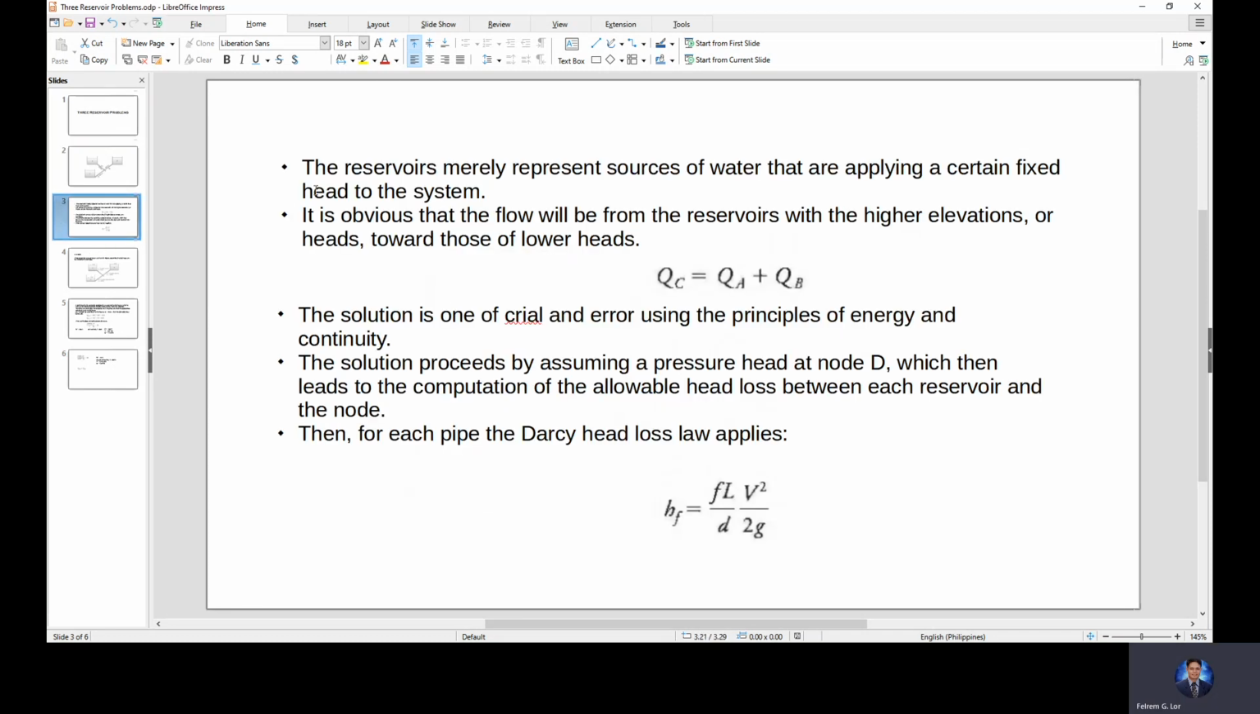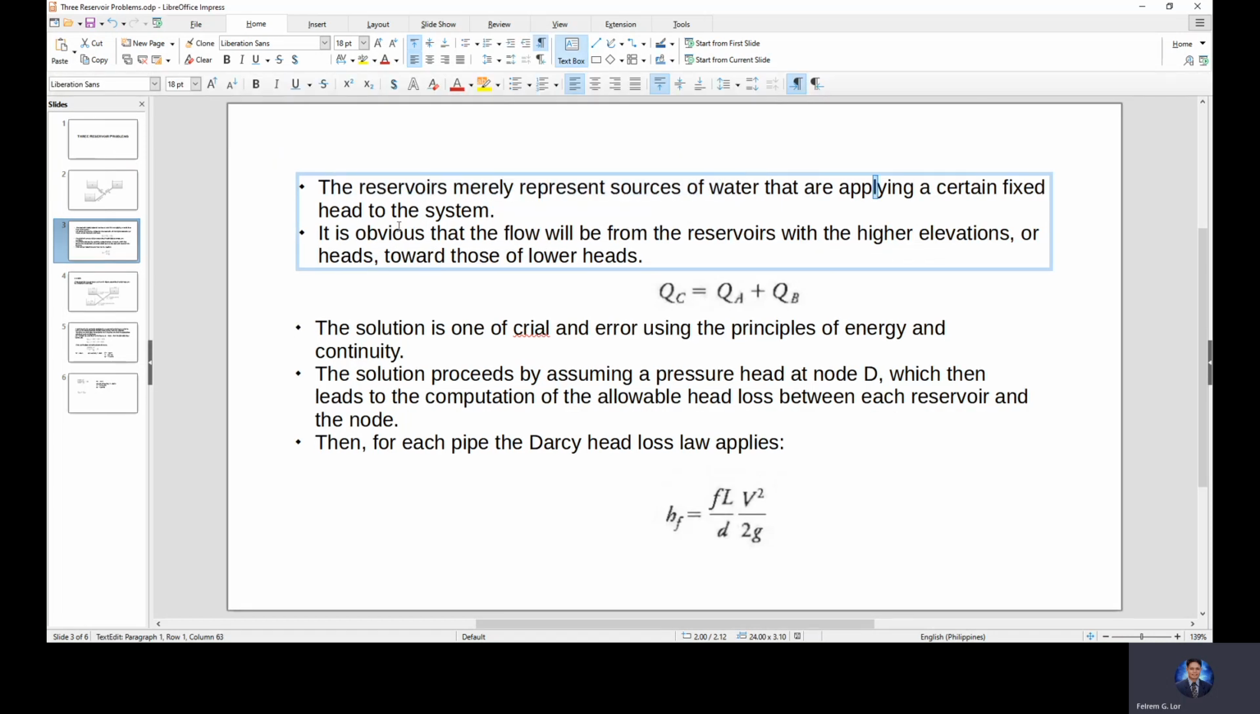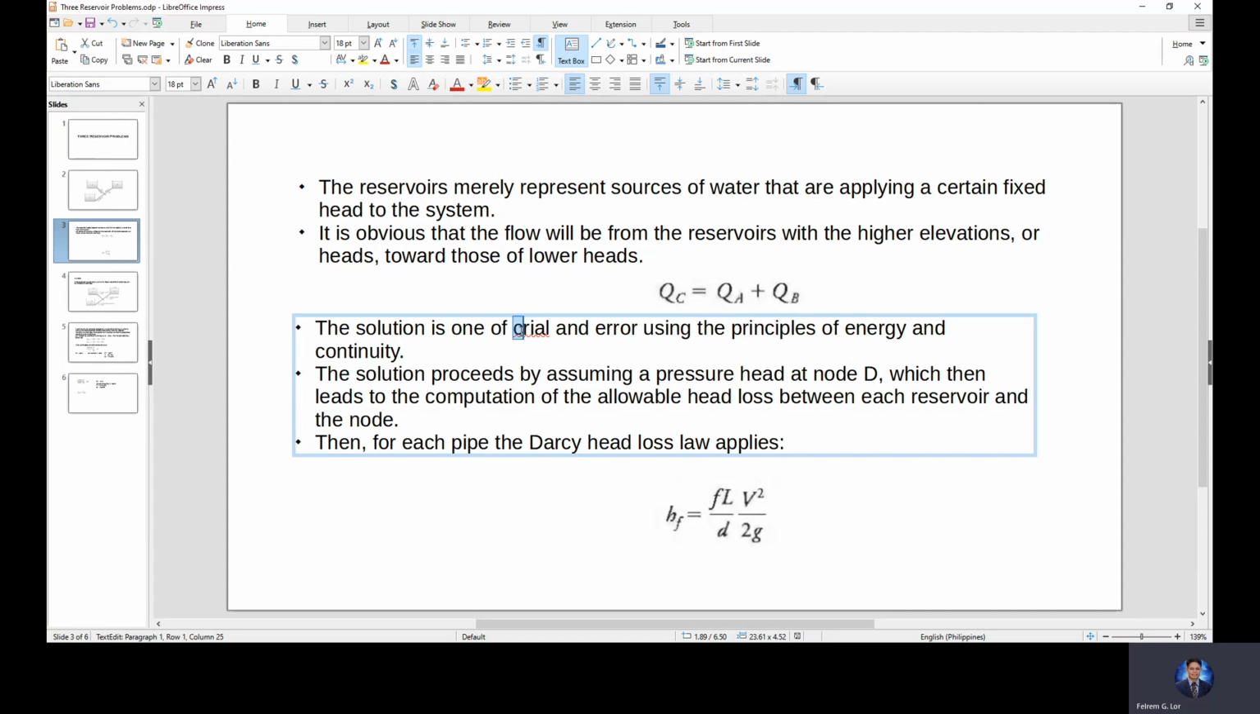So, as I've said earlier, the reservoirs merely represent the sources of water that are applying a certain fixed head to the system. So it is obvious that the water will flow from the reservoir with the higher elevation or head towards those of lower heads. So, as I said before, the solution is one of trial and error using principles of energy and continuity.